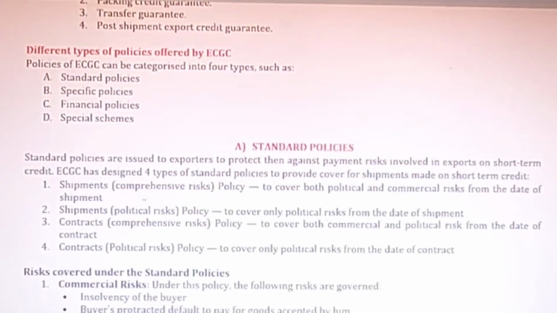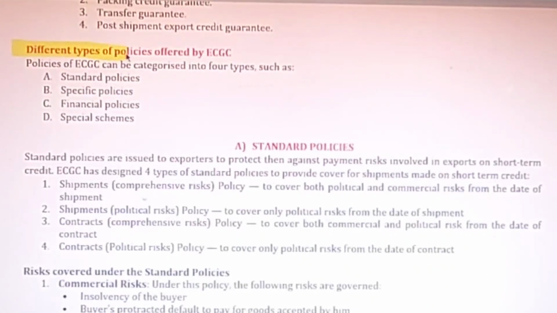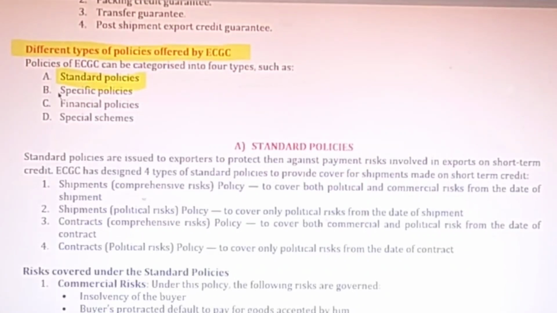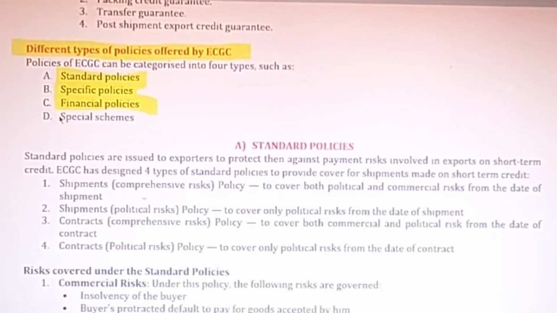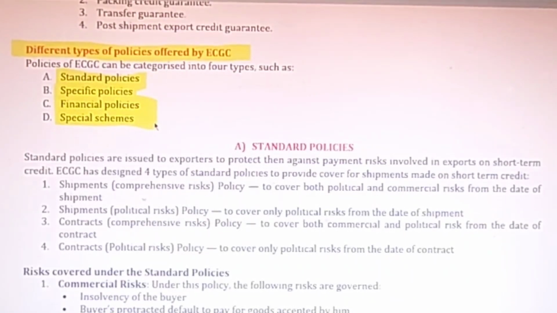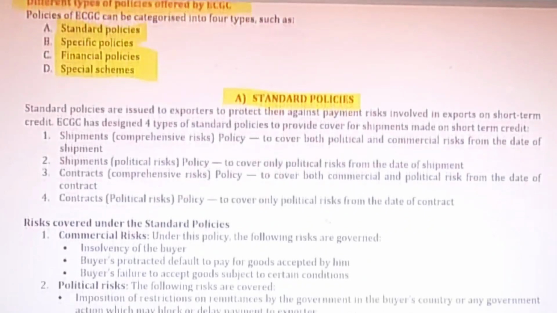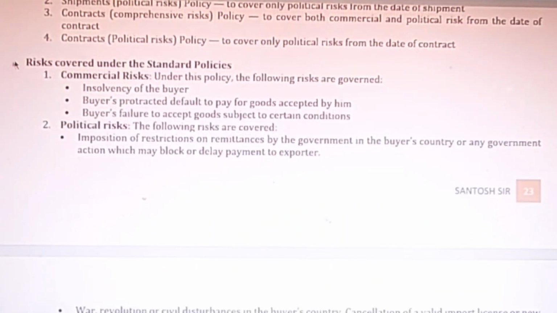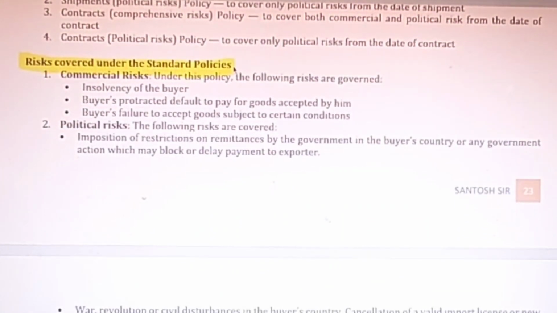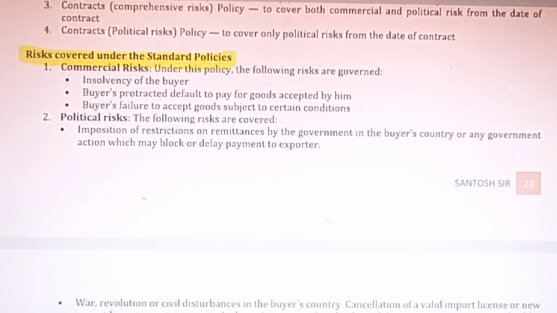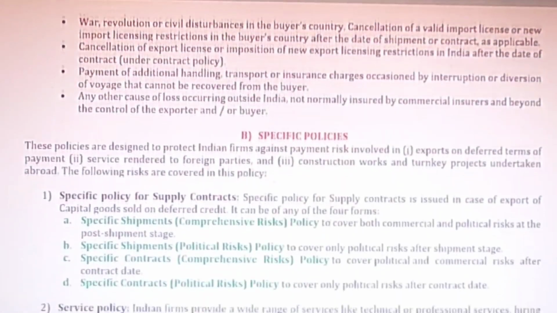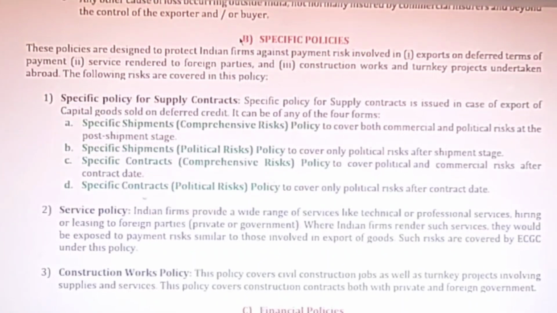There are different types of policies offered by ECGC: first, standard policies; second, specific policies; third, financial policies; and fourth, special schemes. One by one, all these are very important. In standard policies, what are these standard policies, and what type of risks are covered in standard policies? Very important one.